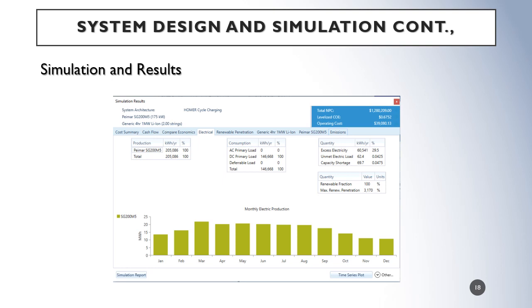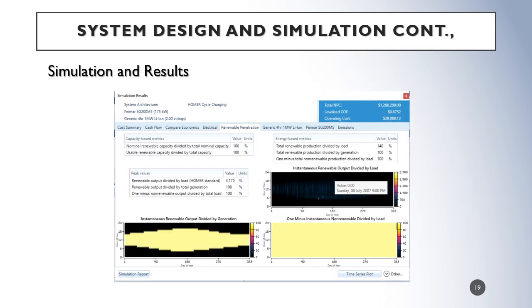So the excess electricity is 29.5% of the total generation, and the shortage capacity is 69.7 kilowatt hours, which is like 0.0425% of the total generation, which is a very good value. The renewable fraction of the system is 100%, and the renewable penetration of the proposed system is 100%.